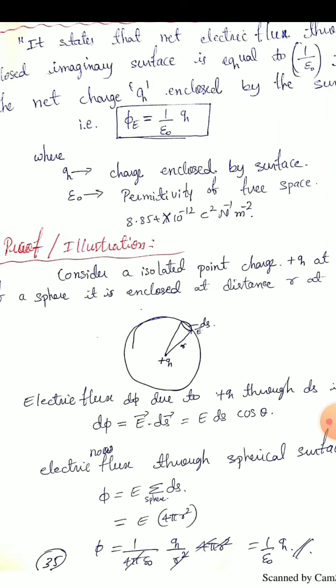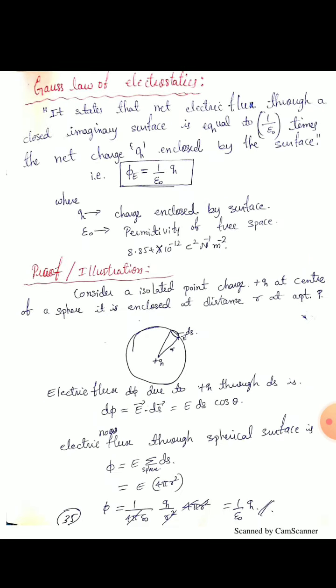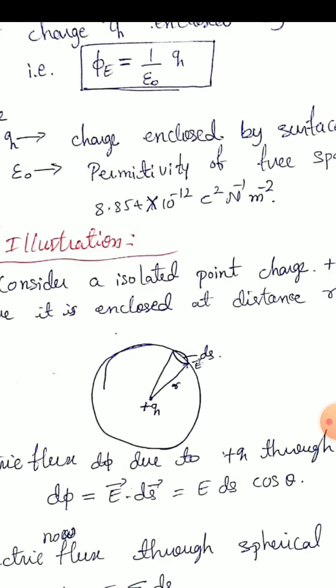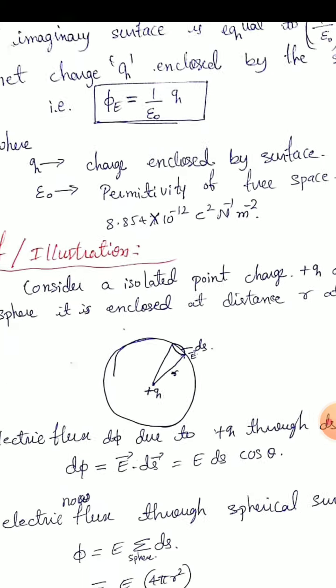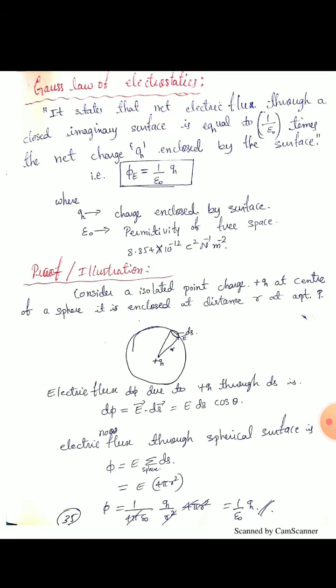Now the electric flux d phi due to plus Q through dS will be given by, as you know, d phi is equal to E dot dS. It's a dot product, so E into dS into cos theta. Now electric flux through the spherical surface will be E into the summation of dS. We have to sum the surface area. Depending on the angle, cos theta will change.